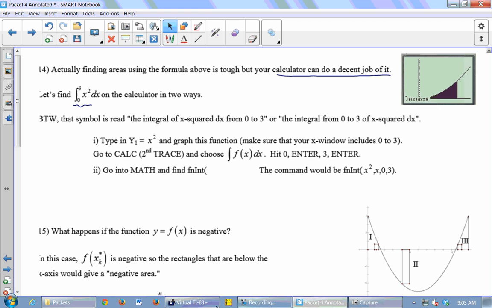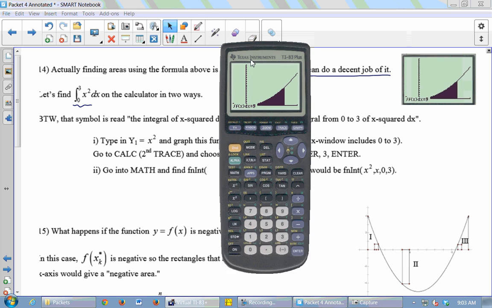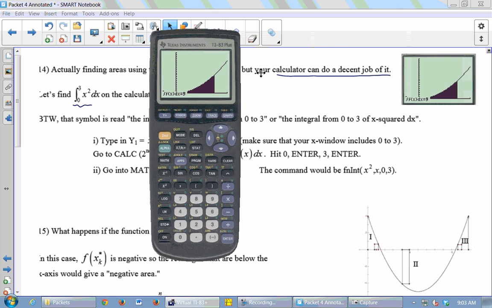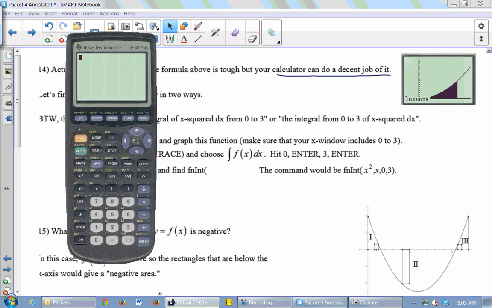All right, so you can also do it in the home screen without a graph. The advantage of that is that you don't have to choose a window first. The advantage of the graph is that you get a visual of what that integral calculation is actually calculating. But we could also do it just in the home screen.